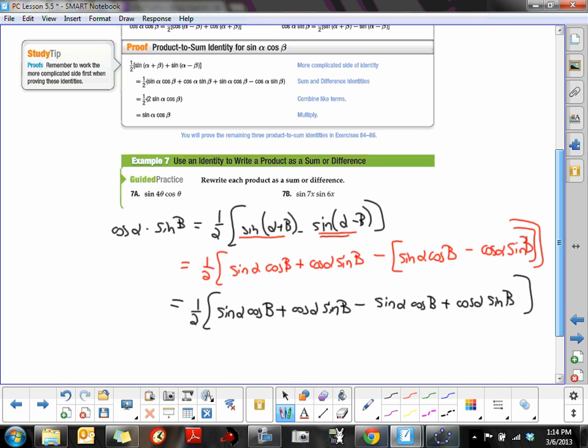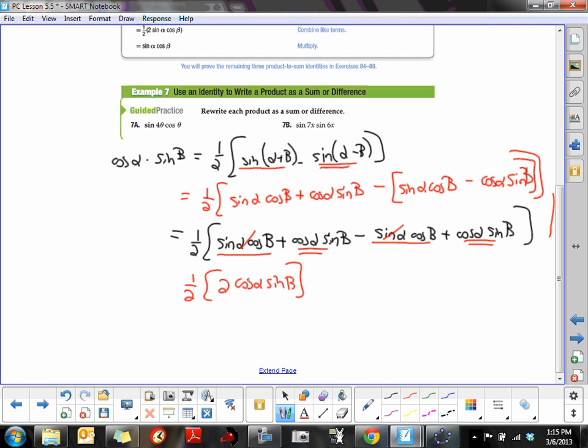Now what we're going to do is try to find the things that are like terms. So I want to see if there's any other sine of alpha, cosine of beta. Here's another sine of alpha, cosine of beta. Those two are going to reduce. And then this cosine of alpha, sine of beta, cosine of alpha, sine of beta, that makes two of them. It doesn't matter if you go sine of beta, cosine of alpha, but I guess we want it to look like the original, so let's just keep it cosine of alpha, sine of beta. And if you take 1/2 of 2, it's a 1.